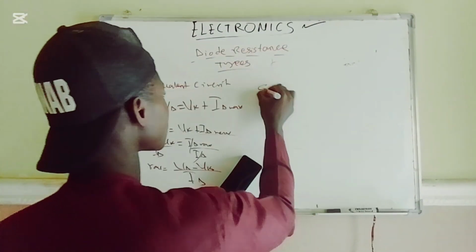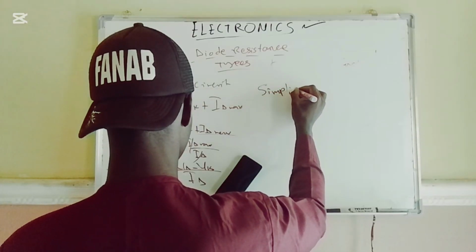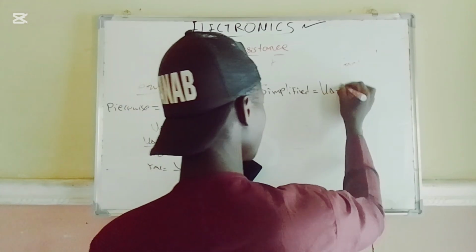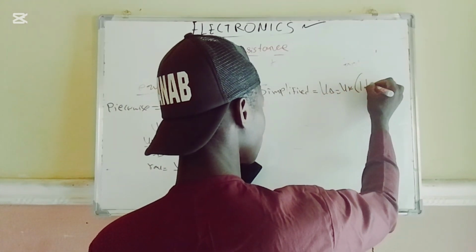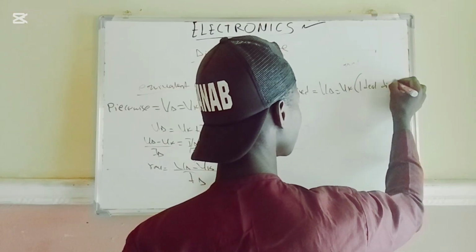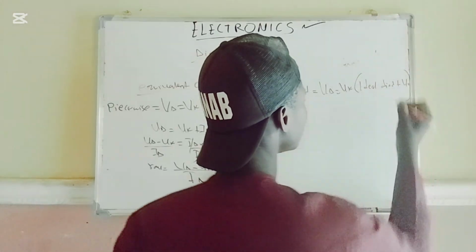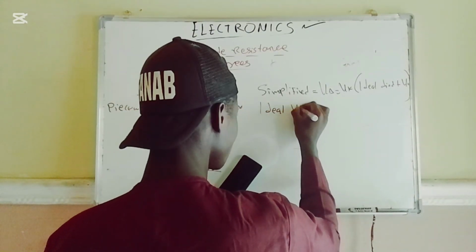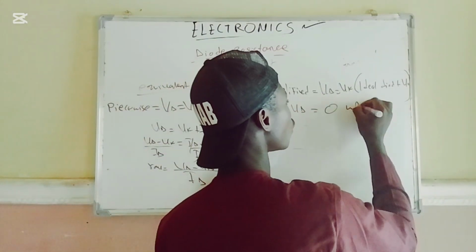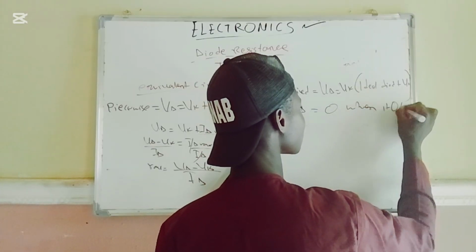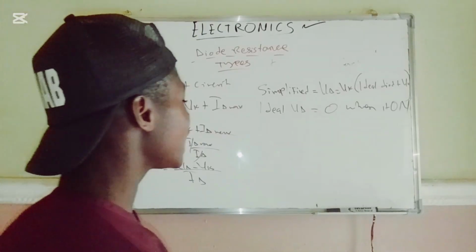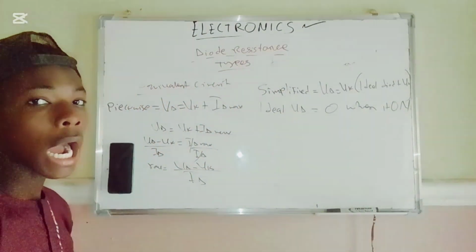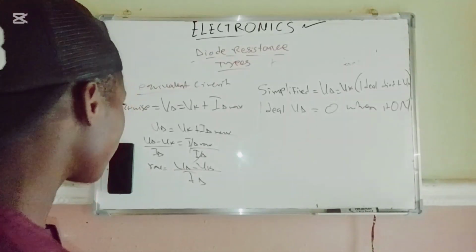So therefore there is what we call the simplified, which is VD equals VK, ideal diode plus knee voltage. So therefore there is also an ideal, which is VD, but it is always 0 when it is on. So the ideal VD equals 0 when it's on.